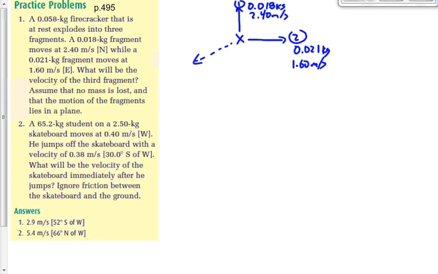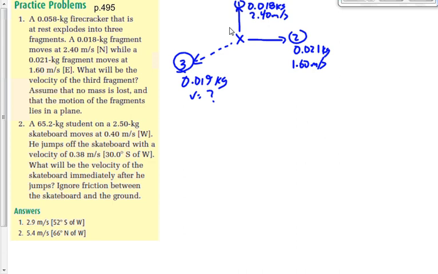Do we know what its mass is? Not right away, we don't. But we can do a little subtraction in our heads here. 0.058 subtract 0.018 subtract 0.021 is going to give me, I think, 0.019. Is that right? Okay, and of course we want to find its speed and direction there.